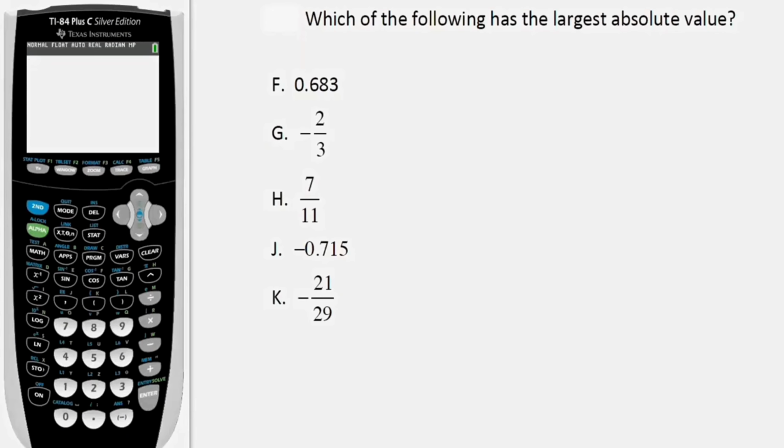In this video, we're going to learn how to solve this ACT maths question with the TI-84 Plus scientific calculator easily and fast. So the question says, which of the following has the largest absolute value? Now guys, this question is very simple. All you need is to know what absolute values are.